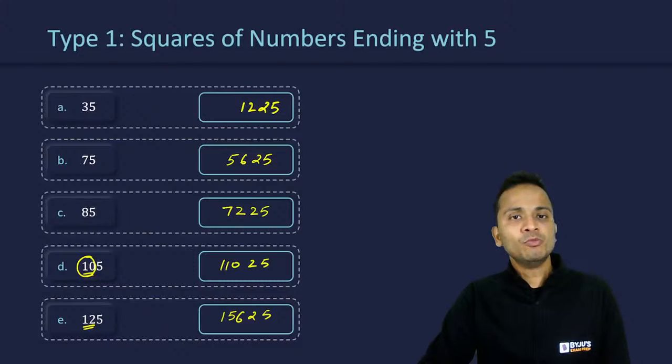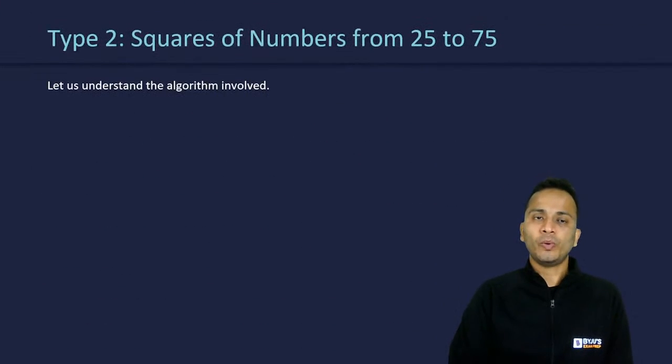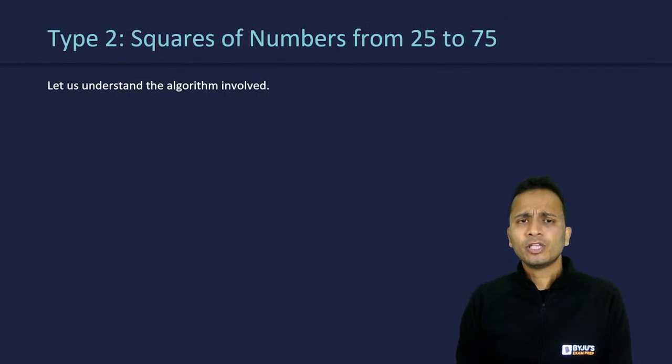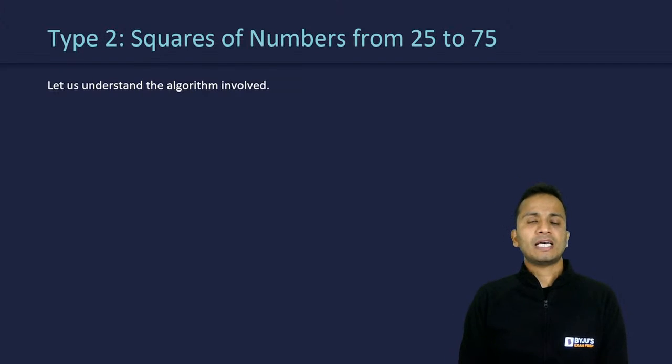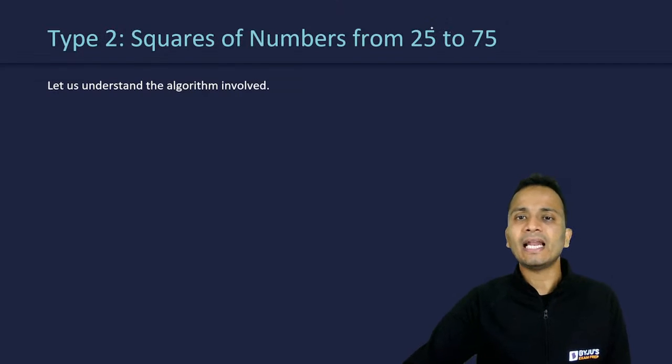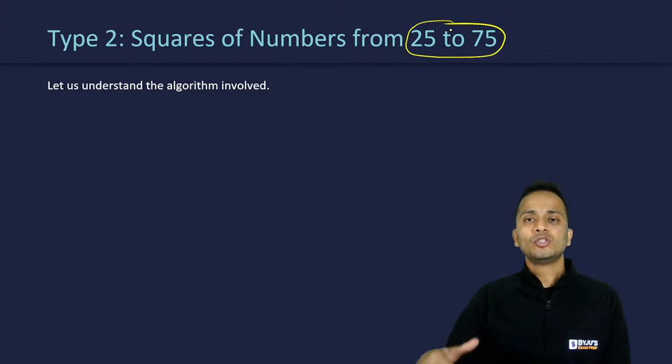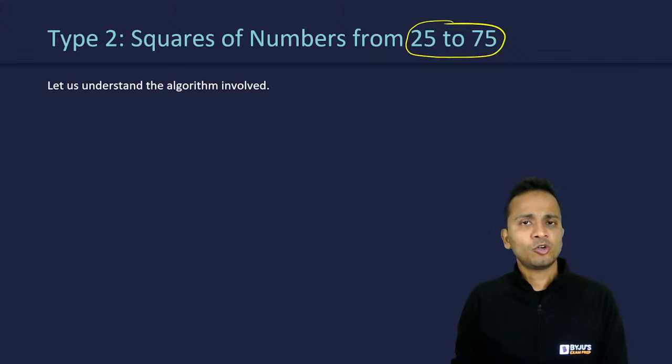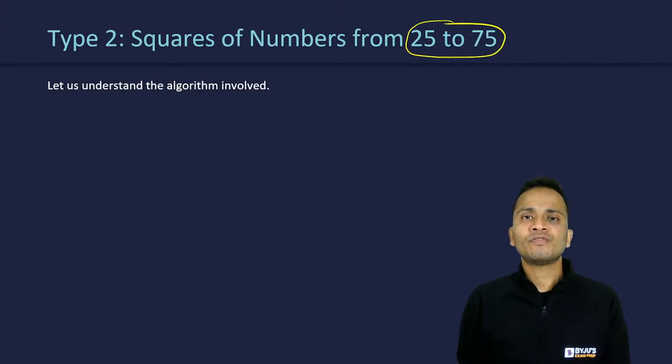Now let's move ahead and look at the next squares. For the next 5 to 10 minutes, I'll be explaining how to quickly calculate the squares of all the numbers lying in this range. Any number in the range from 25 to 75, we can find the square of that number in less than 5 seconds.